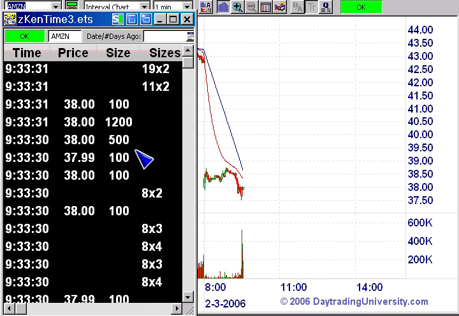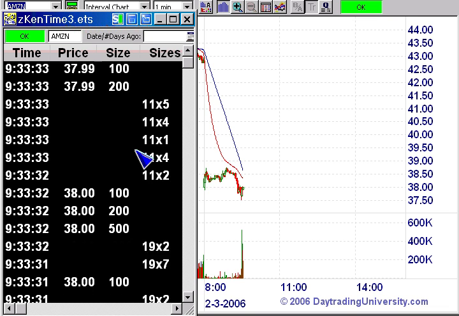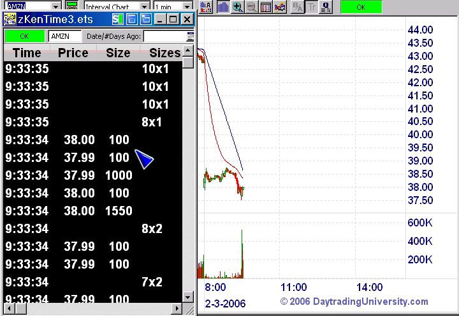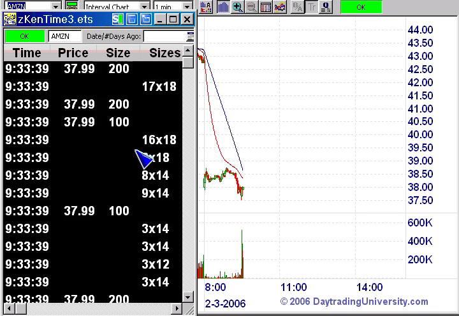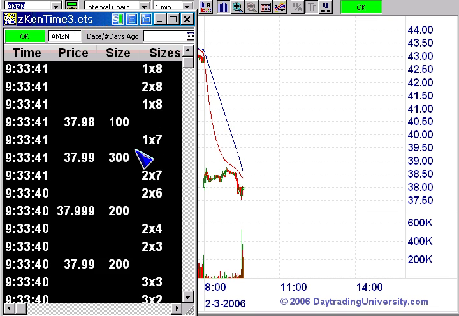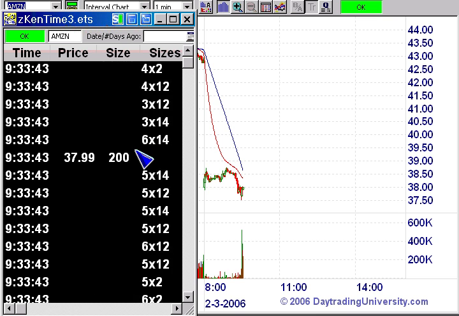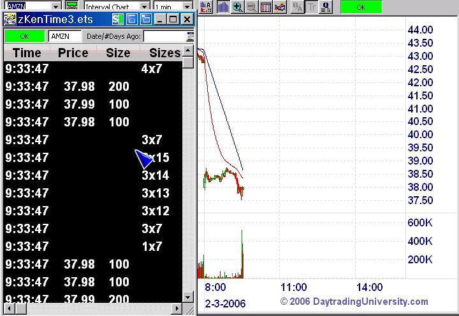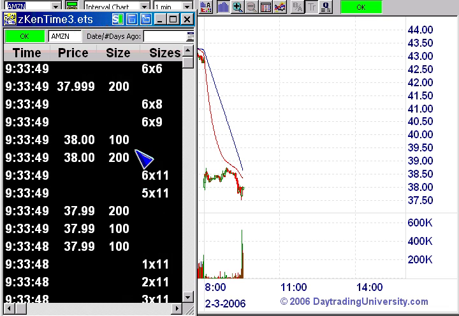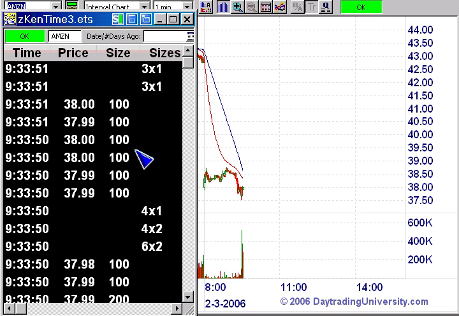And so one of the first things I want you to identify when you're looking at time and sales is the ratio of how many trades you have that go off at least 400 shares versus all the ones that are 100, 200, and 300 shares. And the more you have, the higher the share size, the better, in the direction of the trade, right?